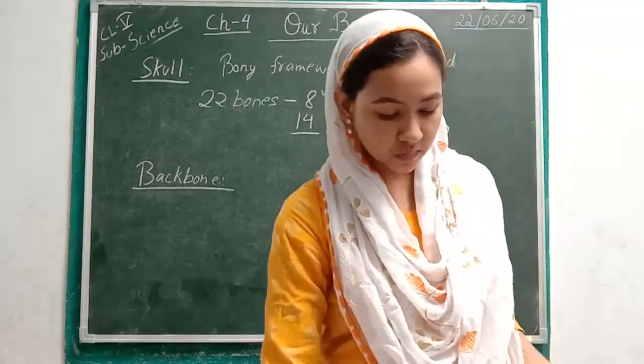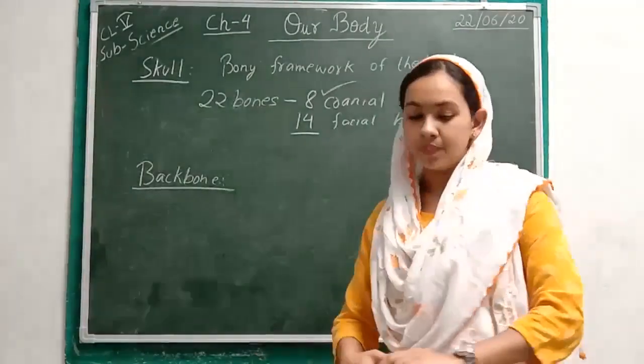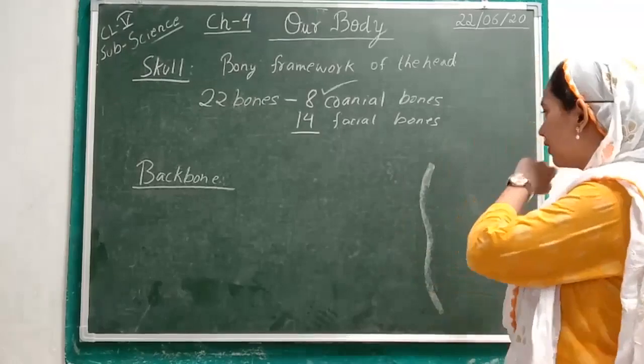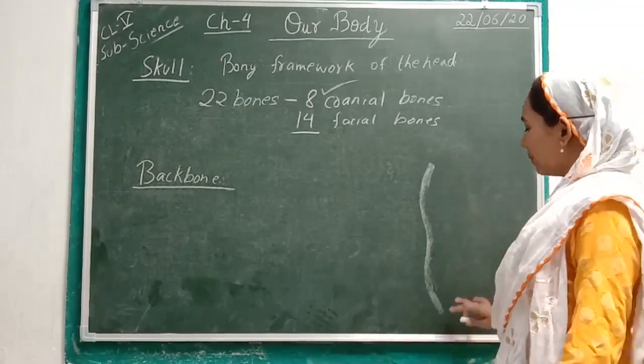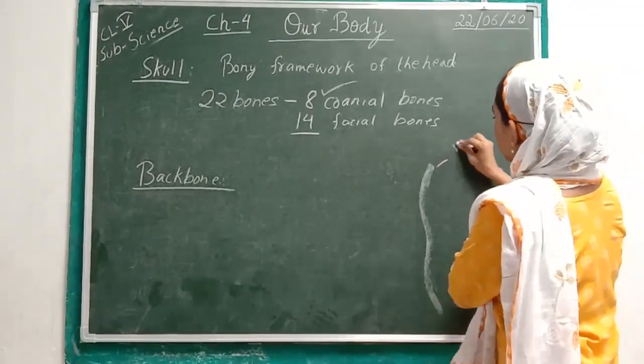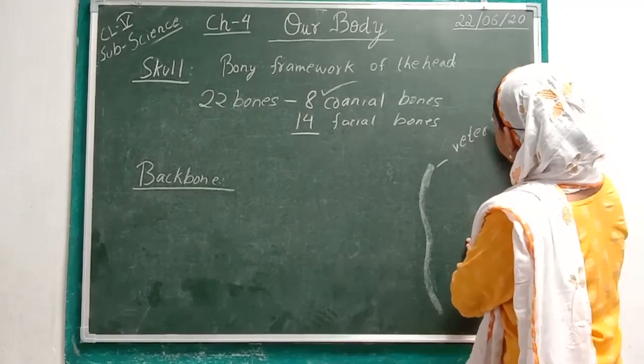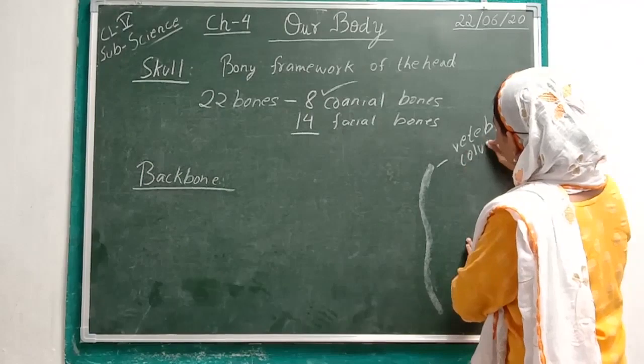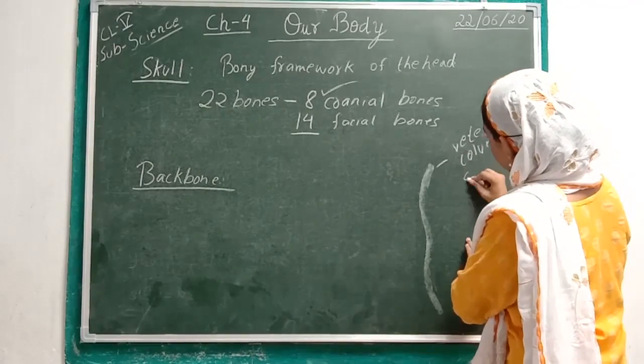Okay. Next is the backbone. Now, backbone is like this kind of a structure. This is just a very rough kind of a structure. Okay, you will see it at your back. This is also known as the vertebral column, or the spine.